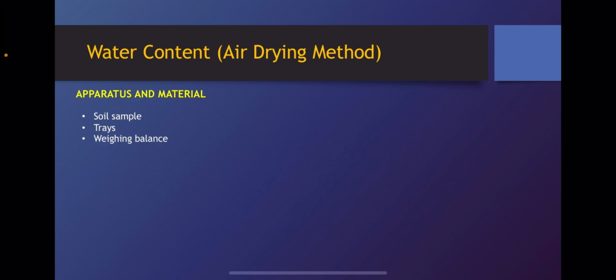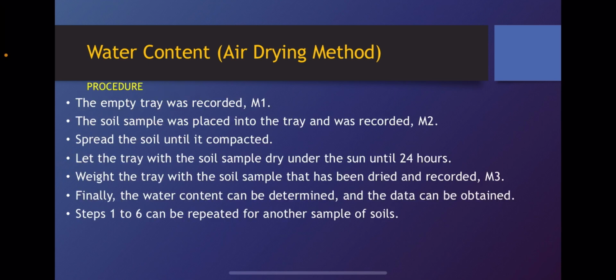The apparatus and material for water content is soil sample, tray and weighing balance. The procedure: first, the empty tray was recorded as M1. Second, the soil sample was placed into the tray and was recorded as M2. Third, spread the soil until it compacted. Fourth, let the tray with the soil sample dry under the sun for 24 hours.